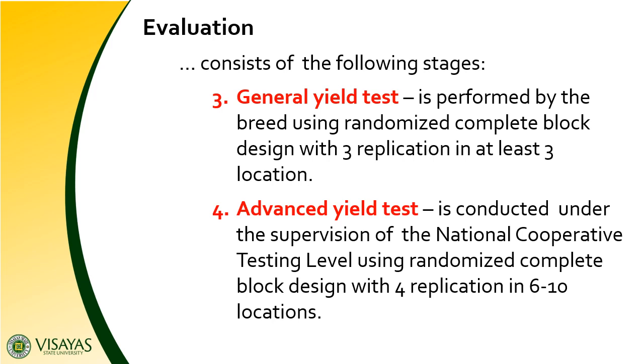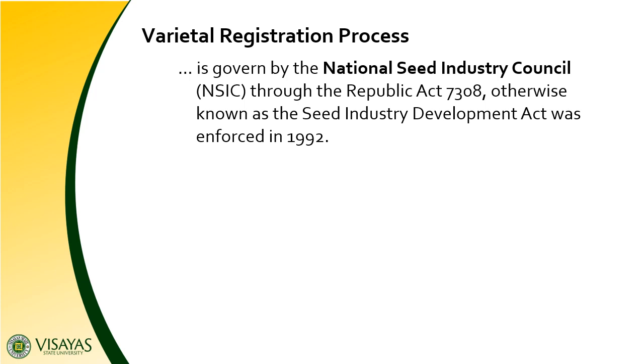So those are the evaluation procedures undergone by a variety before it will be released. Before a variety is called a nationally released variety or a locally released variety, it will undergo the varietal registration process. This is governed by the National Seed Industry Council, or the NSIC, through Republic Act 7308, otherwise known as the Seed Industry Development Act, as enforced in 1992.